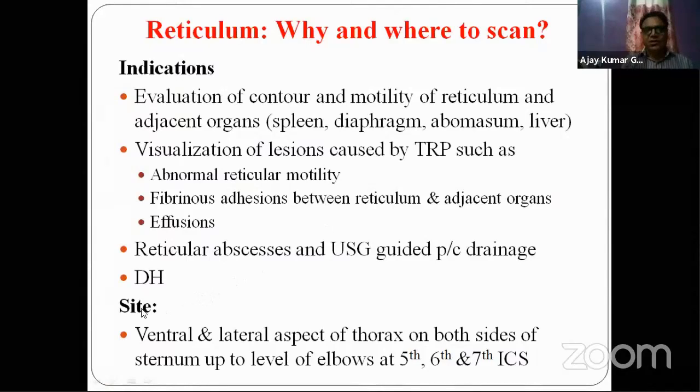Where to scan the reticulum? The reticulum is usually scanned on the ventral and lateral aspect of the thorax on both sides of the sternum up to the level of elbows. So what is the site? It is usually the 5th, 6th, and 7th intercostal spaces in case of normal animals.